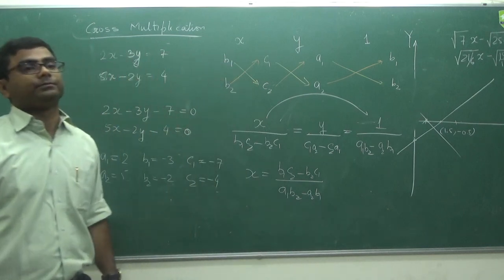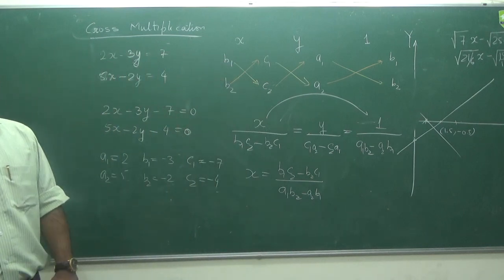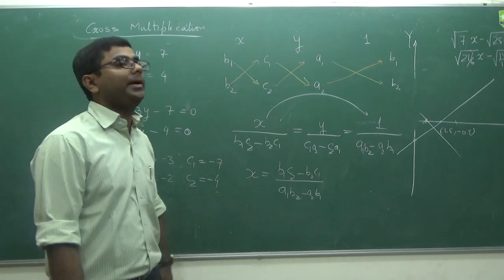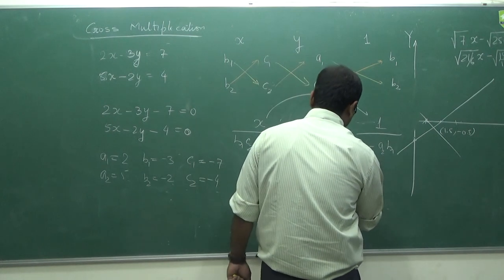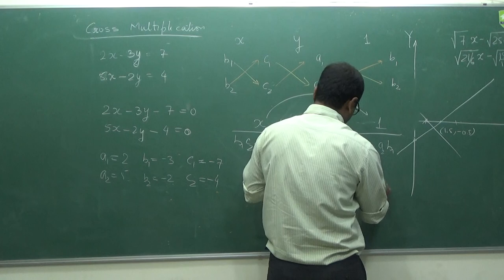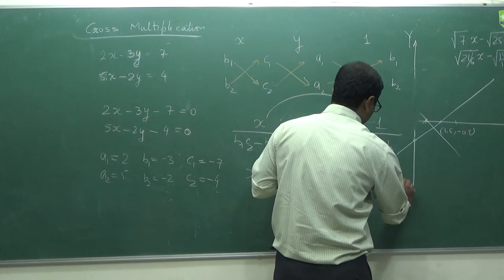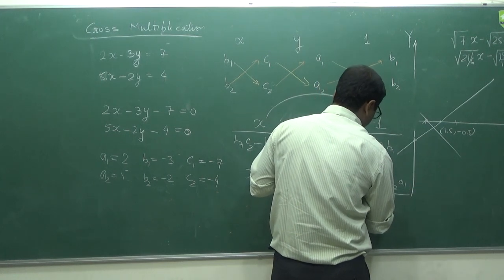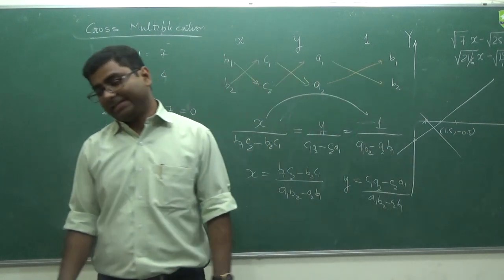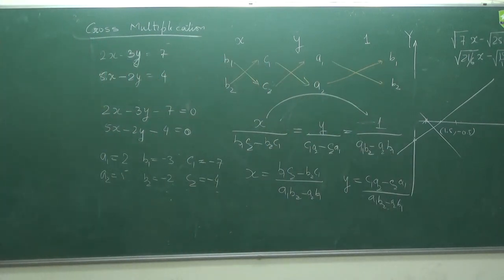So after you get x, can you directly substitute it, or do you need to solve for y? While you are doing cross multiplication, go by this method only. So y is equal to this equals to this. So y will equal c1 a2 minus c2 a1 upon a1 b2 minus a2 b1. So for both we need to do cross multiplication. Yes, for both.